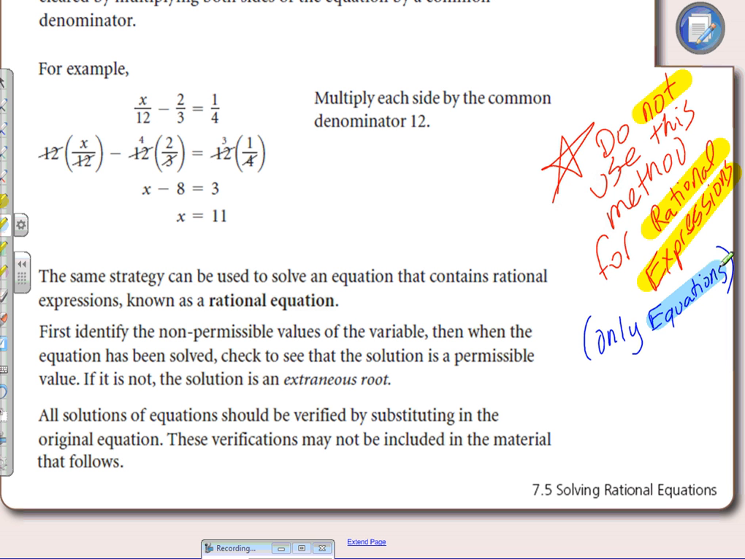Is that now that they learn this method for equations, they apply it to expressions, but it cannot be used for expressions. And again, don't forget, you got to look to make sure that your solution is not extraneous. Your NPV and your solution cannot be the same value.